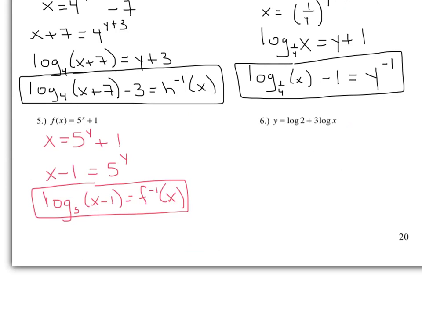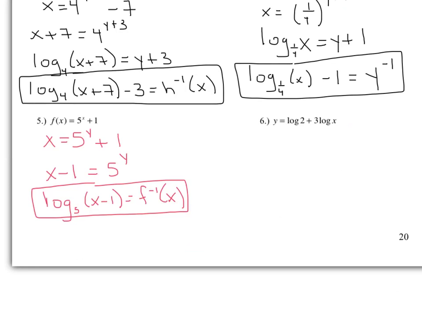So for this problem, I have for a final answer log base 5 of x minus 1, and I notice I put that in parentheses, the x minus 1, so I was at least a little aware that the x minus 1 was what we were taking the log of, and that ended up being our inverse.